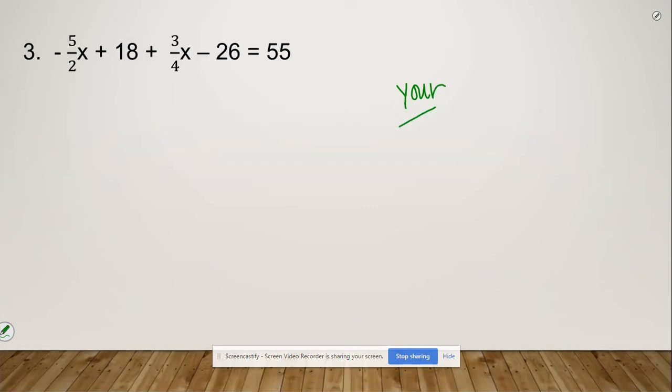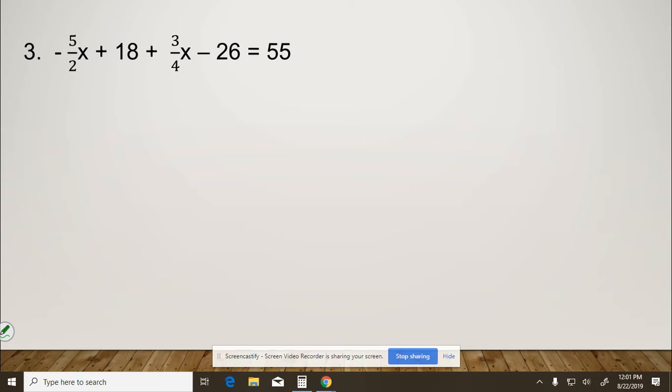Next one, number 3. So negative 5 halves x plus 18 plus 3/4 x minus 26 equals 55. So similar to the first one, but now we got some crazy fractions that we have to deal with. Now remember, when you're adding or subtracting fractions, you need a common denominator. So to make my life easier, I'm going to rewrite this equation first. I have a 2 in the denominator and a 4 in the denominator. So you should know that the common denominator would then be 4 because 2 goes into 4. So let's rewrite it. Negative 5 halves, if I wanted to change it to 4, I need to multiply by 2. I get negative 10/4 x plus 18 plus 3/4 x minus 26 equals 55.